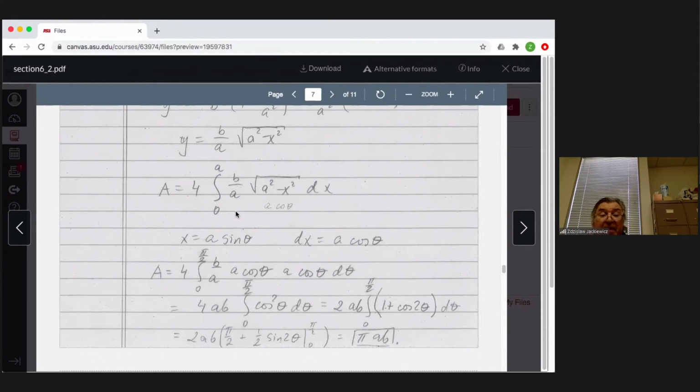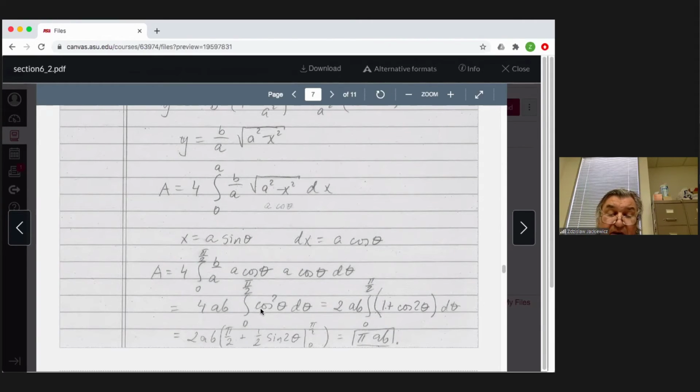Now also, when you make a substitution, you change the limits. That's a definite integral. So certainly, if x is 0, sine theta is 0, so theta is 0. And when x is a, a equals a sine theta, so sine theta is equal to 1, which means that theta is pi over 2. So when you make the substitution, you change the limits from 0 to a into 0 to pi over 2.